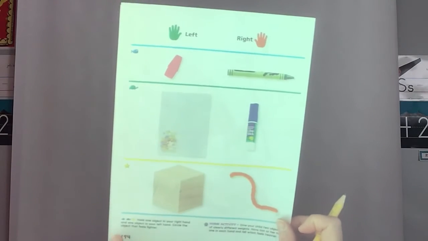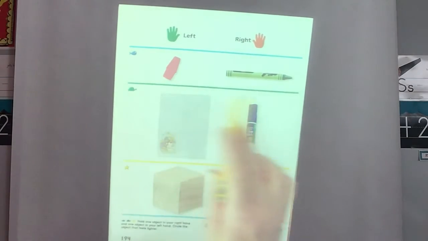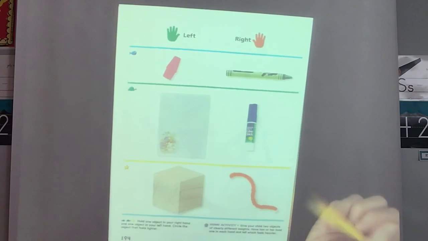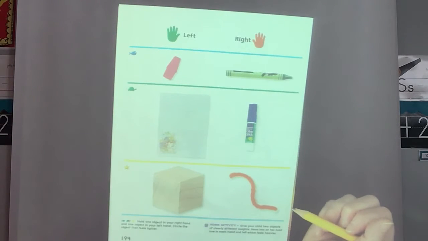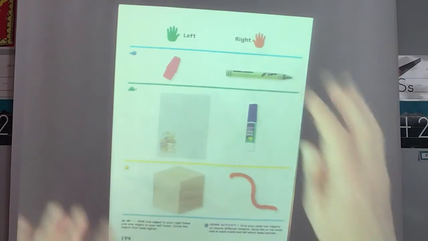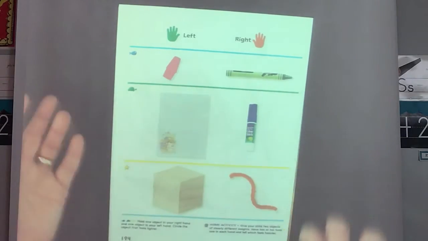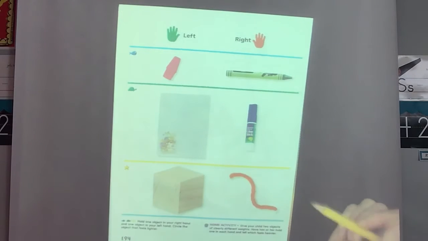Okay. So they have you going through, and we're just going to look at them and use our best thinking and try to determine which one we think is going to weigh more. So they've got your right hand and your left hand, and they're asking you if you can find these things at home to hold them and figure out which one weighs more. That's fine. You have glue and you have paper for sure.